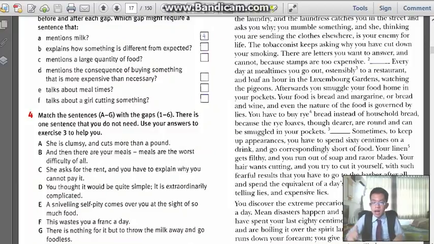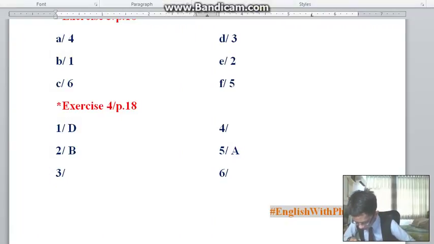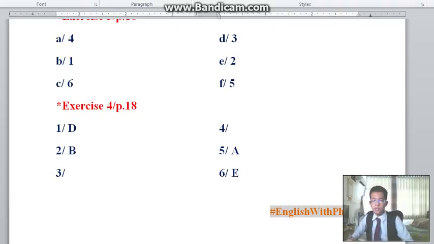E. A sniveling self-pity comes over you at the sight of so much food. So let's talk about so much food. Where are the foods? It mentions a large quantity of food. Boom! C talked about blank 6, so E will be going with number 6. 6E. Okay, fair enough. Next.